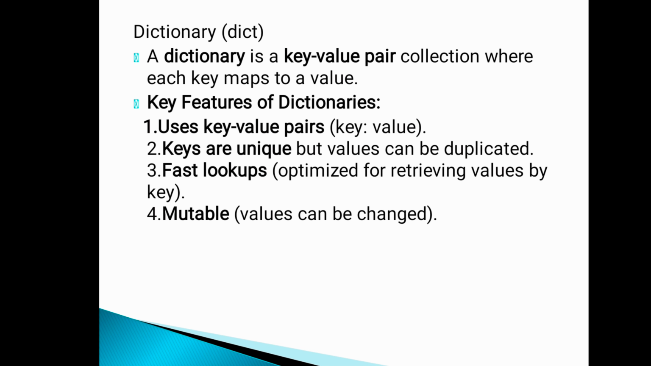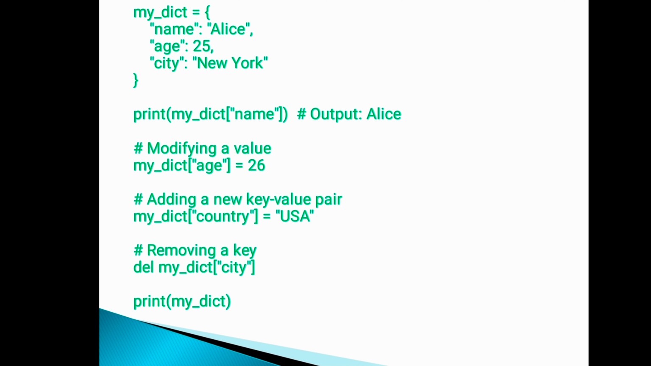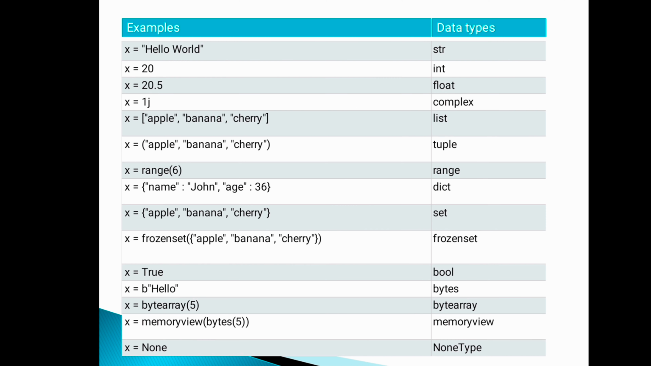A dictionary is a key-value paired collection where each key maps to a value. Keys are unique but values can be duplicate. And it is mutable. These are some of the different data types with some examples.